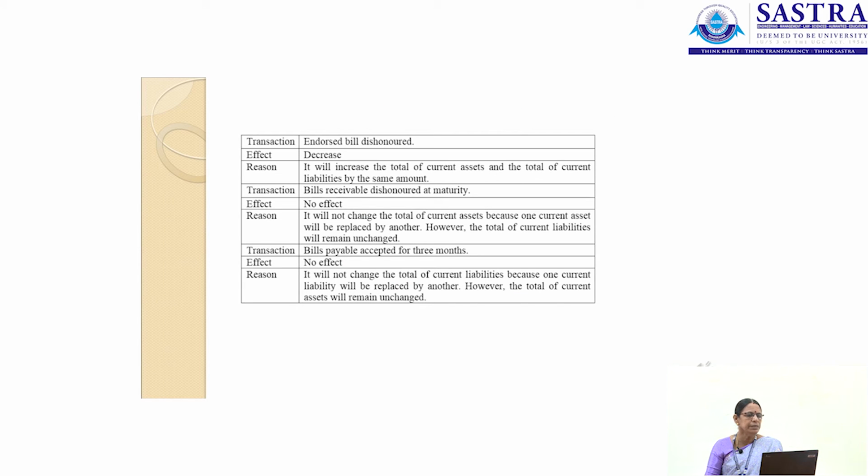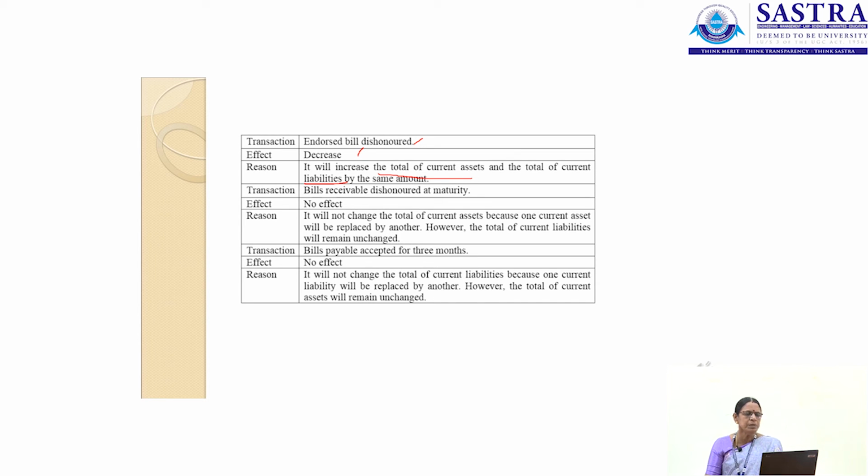Next is endorsed bill dishonored. When the endorsed bill is dishonored, it is again taken to the sundry debtors. So, it will increase the total of your current assets, because any bill received from the debtors will be endorsed and passed on to the creditor for payment of the amount. When the endorsed bill gets dishonored, your creditor will return the bill to you and you have to return the bill to your debtor. So, it will increase your current assets. At the same time, current liabilities will also increase. Your creditors will also increase and your debtors will also increase. So, it will decrease your ratio.